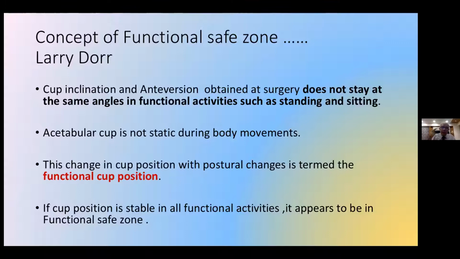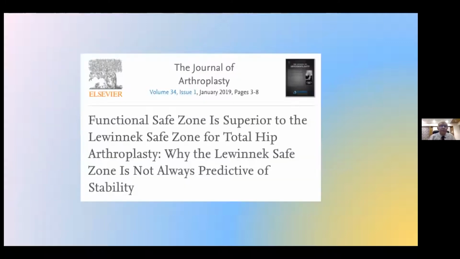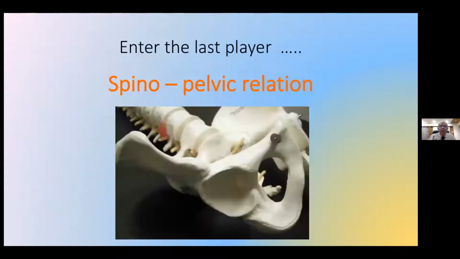And this change in the cup position with your postural change or body movement is termed functional cup position. If your cup position is stable in all functional activities, naturally it will be very stable, the component and the cup are in a proper position, it will not dislocate, and it is in a functional safe zone. Now, how to keep this in mind? What he said is that the functional safe zone is superior to the Lewinnek safe zone for total hip replacement. So this is a new thing which he has said. And he said that the Lewinnek safe zone is not always predictive of stability, which you've already seen.